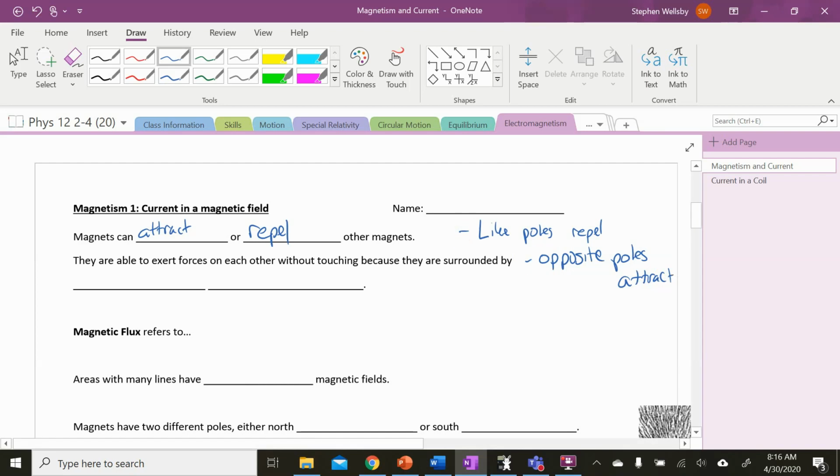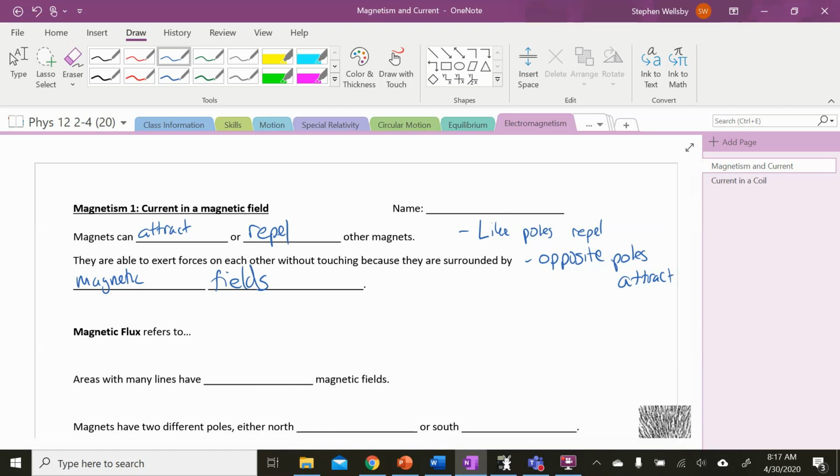And they're able to exert these forces because they are surrounded by a magnetic field. So these are just like we've been talking about with our other fields like potential and electrostatic fields. They're just an area of influence. So if you put another magnet in that area or put other magnetizable materials in that area, then they can be affected by it.